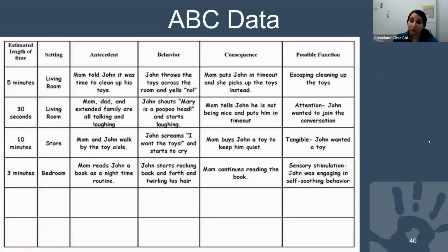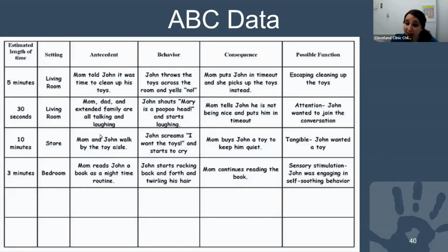So here's just an example of a way that you could track data of the antecedent, the behavior, the consequence. For example, mom read John a book at night as part of the nighttime routine. John starts rocking back and forth and twirling his hair. Mom continued reading the book. So what ended up happening was that John realizes, okay, if I twirl my hair and rock back and forth, I feel good, and mom continues to read the book. But the reason for him rocking back and forth was to self-soothe.